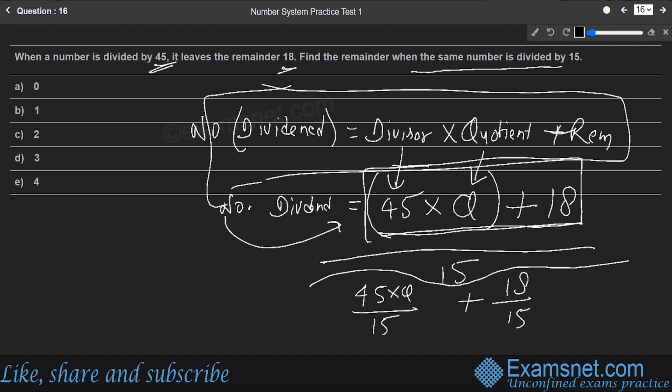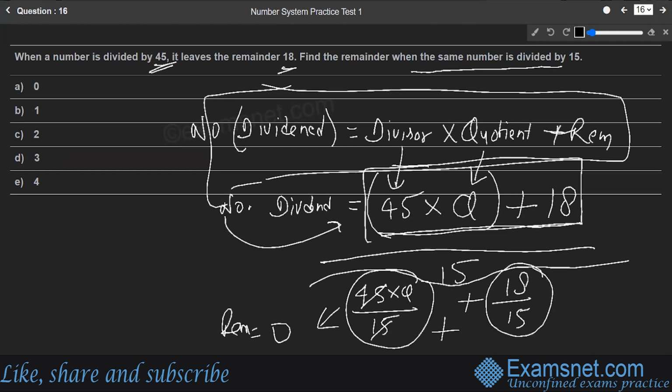Now 15 can completely divide 45, so obviously the remainder of the first term is going to be 0. Remainder of the first term of the division is 0. So ultimately the other remainder is important, which is 18 by 15. If you do 18 by 15, the remainder comes out to be 3. So 3 will be the ultimate remainder when the number is divided by 15. So the right answer is remainder 3, which is available in option D.